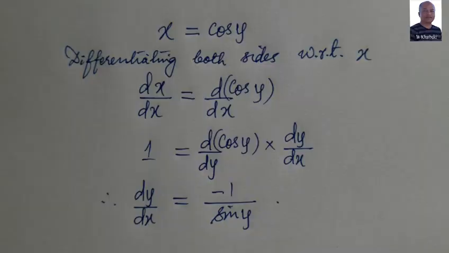Also note down, when you differentiate both sides with respect to x, that means you have dx in the denominator, and you are not having cos x, instead you have cos y. So x and y are variables, and cos y is not a constant. So what you do is you use the chain rule.